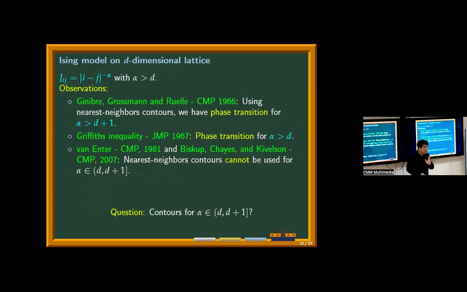We can't use the nearest neighbor contours for alpha between d and d plus one. The main reason is that if alpha is larger than d plus one, the nearest neighbor energy is much stronger than the long range. While for alpha between d and d plus one, the long range dominates. So it's really important to control the long range in that case. Nearest neighbor is weak enough. That's the reason we cannot use the nearest neighbor contours. Now we have the question, can we define the contours for that region?